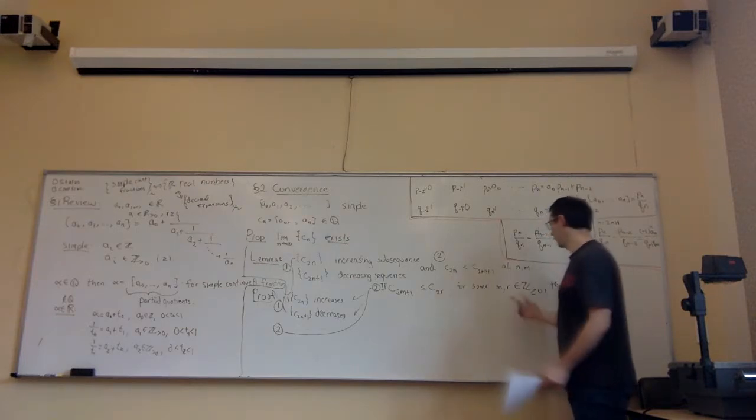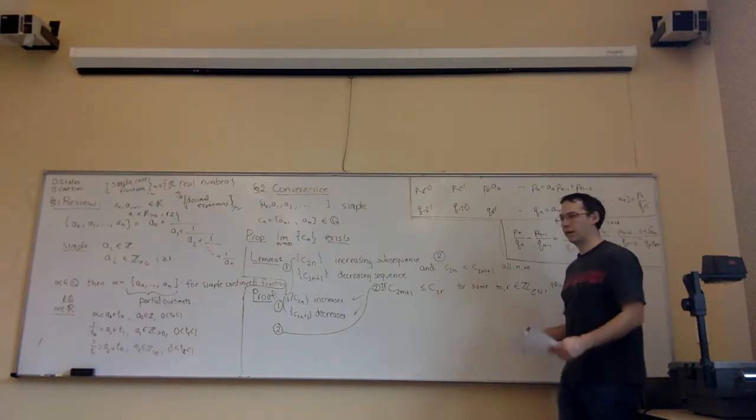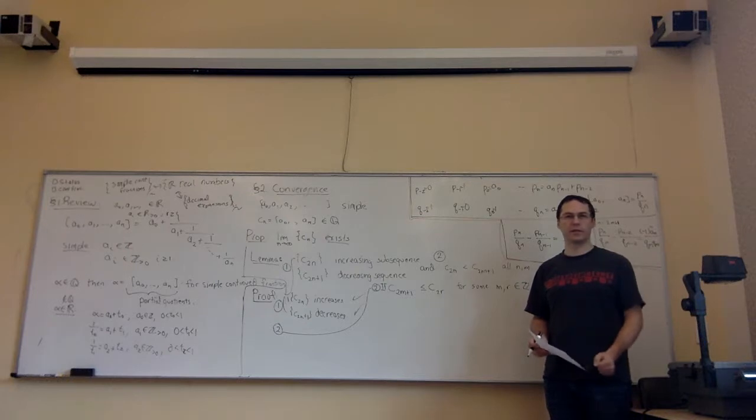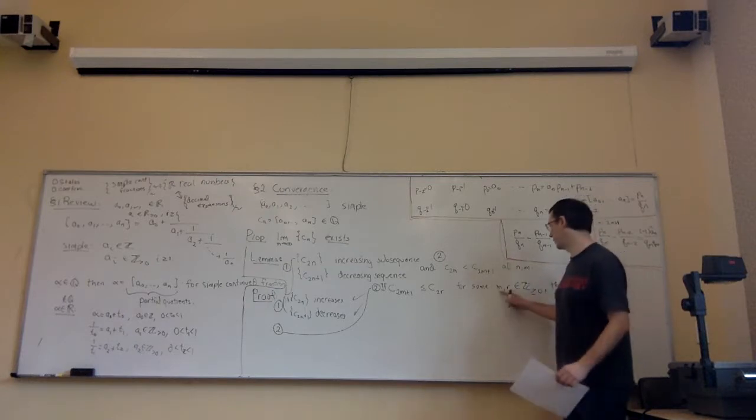So there are a couple of possibilities. These are 2 integers. Either one of them is less than the other one, or the other one's less than the first, or they're equal. So those are the 3 cases we're going to consider. The easiest one is when they're equal.